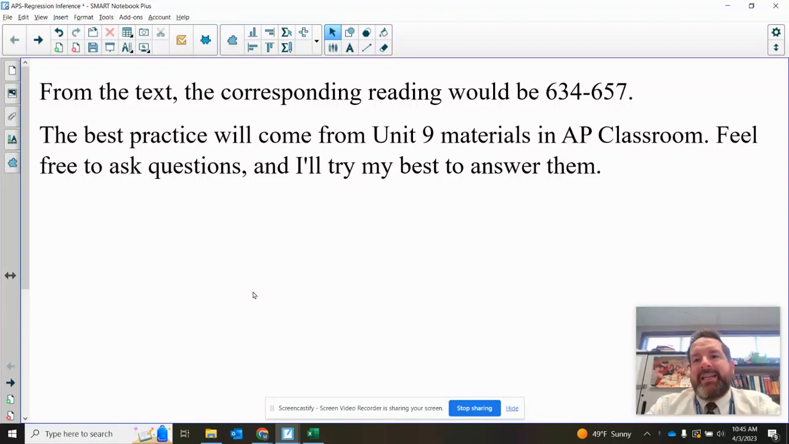So here is our self-study lesson on regression inference. This is the same thing we would cover if we did it all together in class, broken up into a few separate parts. Let's start here.